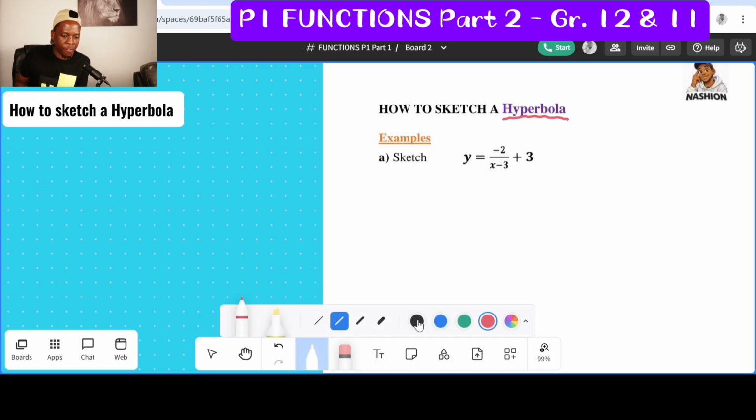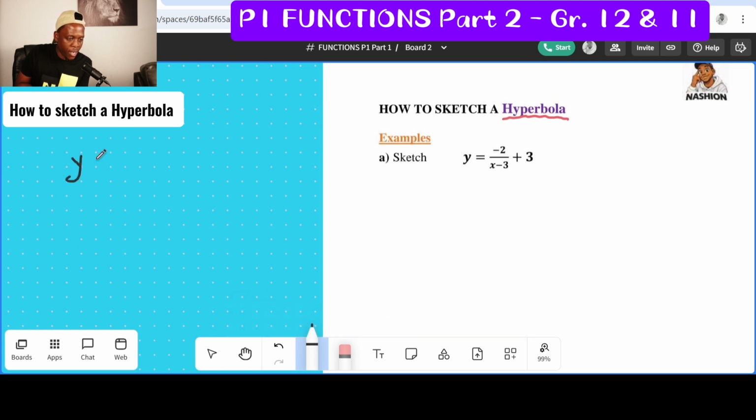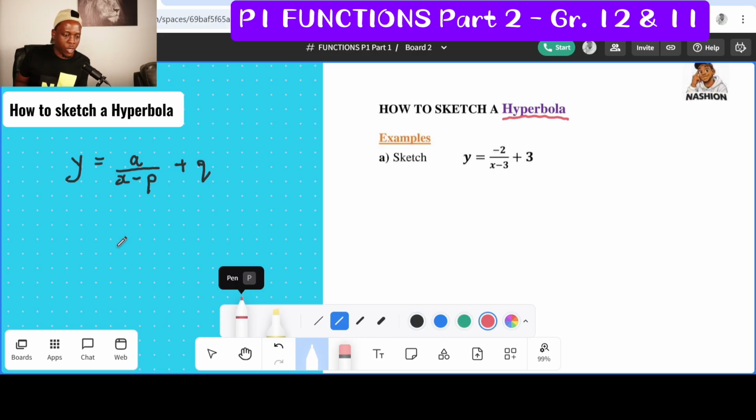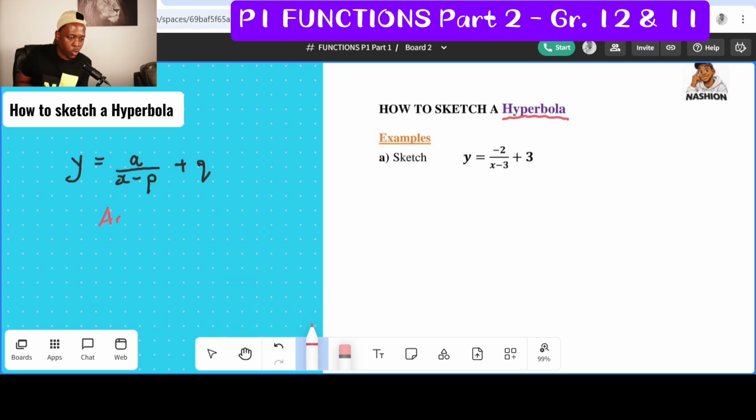Firstly, this graph is generally defined by this equation. y is a over x minus p plus q. So we first need to understand what p and q represent. They represent what we call asymptotes. These are the dotted lines a graph is not allowed to touch. Call them don't touch if you like.